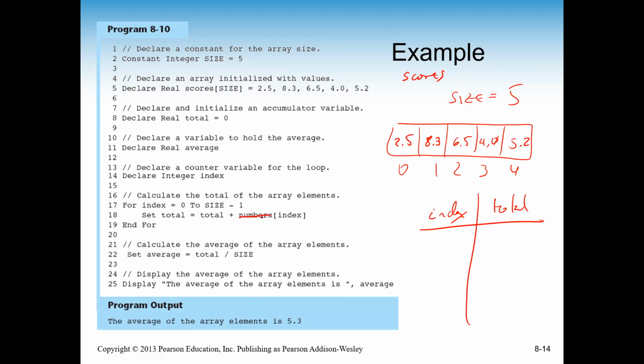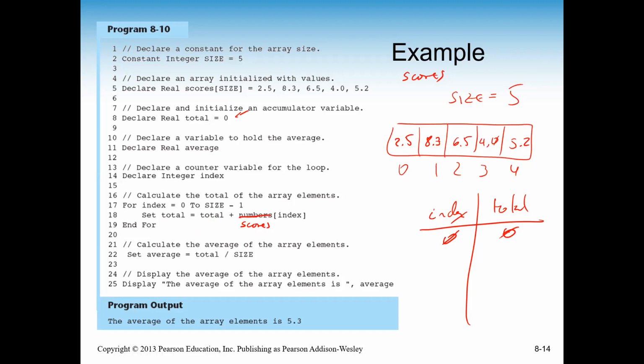So this should be scores. All right, so what happens? You go into the first index, which is 0, right? You're going to index 0 to size minus 1, so 4. So it is within the range. Index is currently 0, so you get this one, 2.5. Total was initialized to 0. Therefore, it has a 0 there.